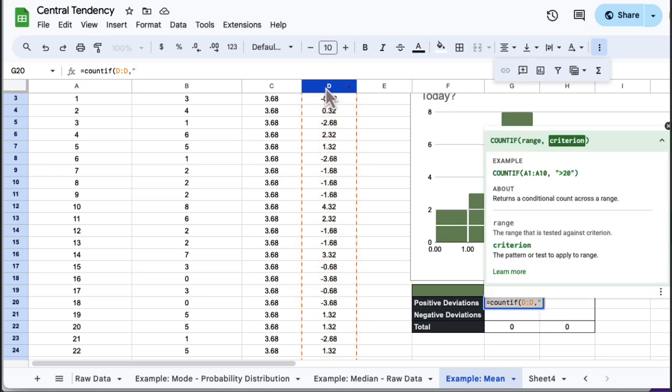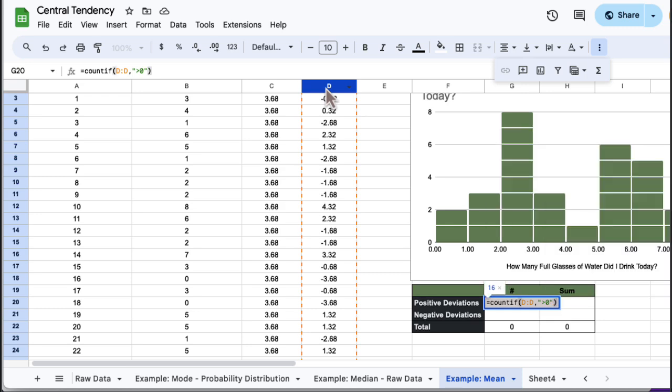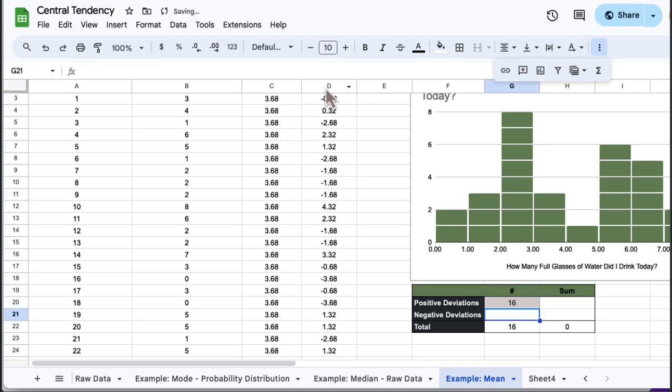And then I'm going to put quotation marks greater than 0. So I want the positive deviations, and so every time I have a deviation that is bigger than 0, count it. And it looks like, hey, there are 16 positive deviations, 16 times where your actual consumption is greater than the mean.